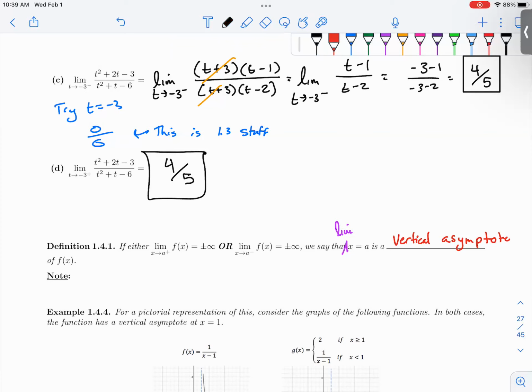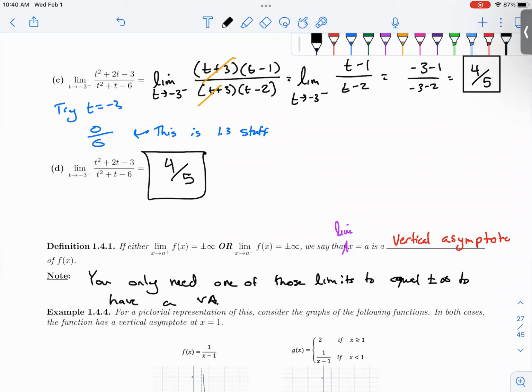So note, you only need one of those limits to equal plus or minus infinity to have a VA, a vertical asymptote. So it just says or. That's the inclusive or, if I remember correctly.